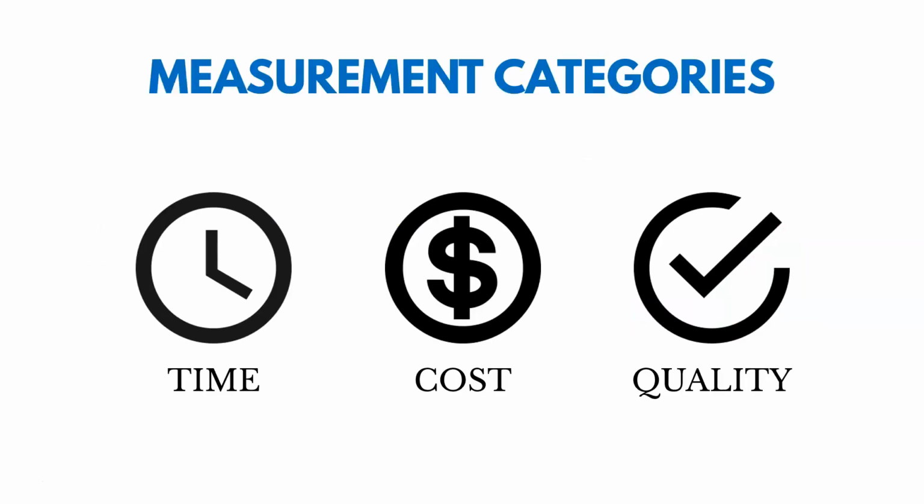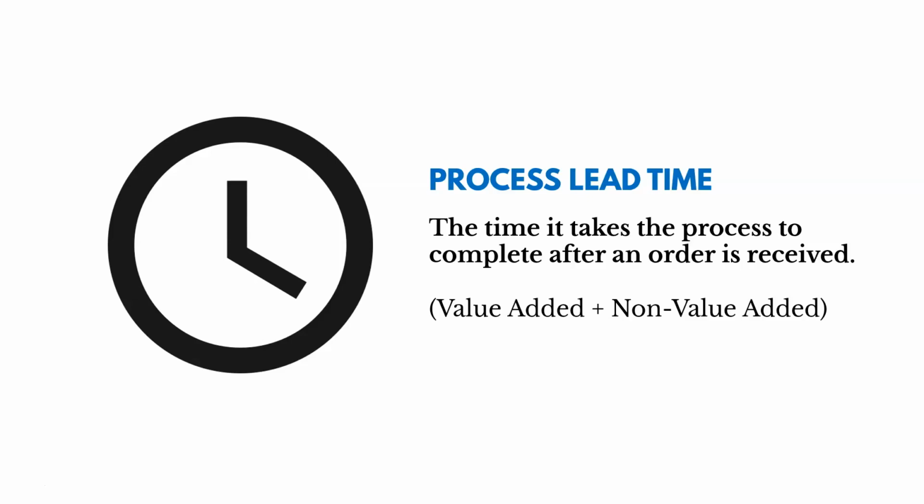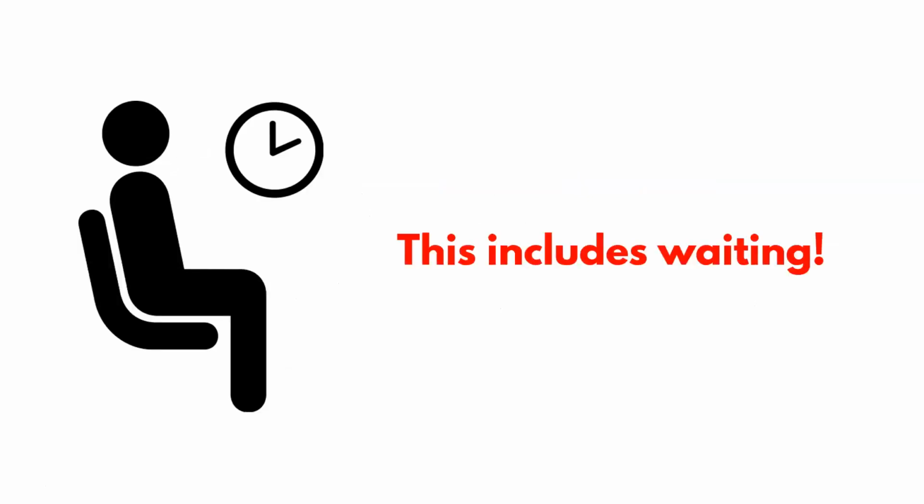Now, there's three measurement categories we're going to talk about: time, cost, and quality. Okay, so let's talk about time measurements. One important time measurement is going to be process lead time, the time it takes the process to complete after an order is received. So the total processing time. And that includes value-added activities, things that the customers really care about and they want, as well as non-value-added time. And we're going to try to limit that. An example of non-value-added time is waiting.